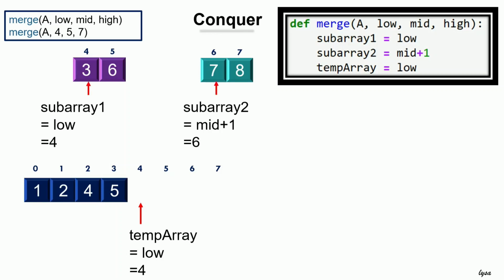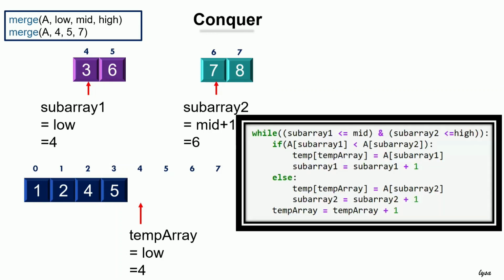3 and 7 have to be compared. Now when 3 and 7 are compared, 3 is smaller, and so we write 3. Then for subarray 1, the pointer is moved as shown in the if statement. That is, subarray 1 is equal to subarray 1 plus 1. Then we check 6 and 7. 6 is smaller, so it is written into the temporary array. And the value of subarray 1 now goes to 5.